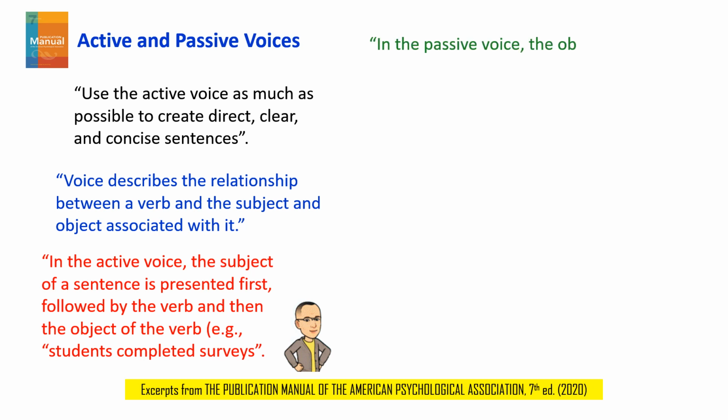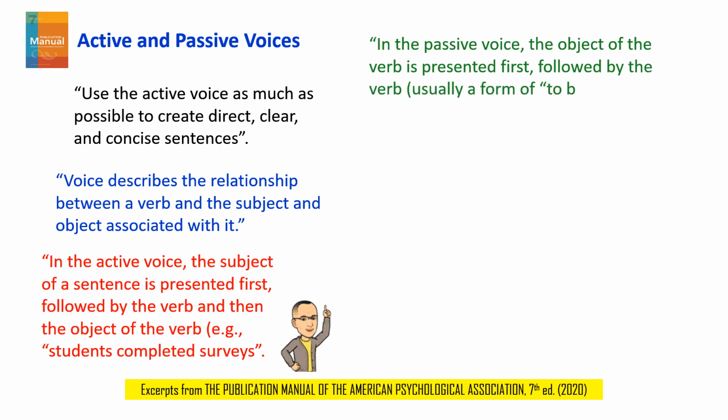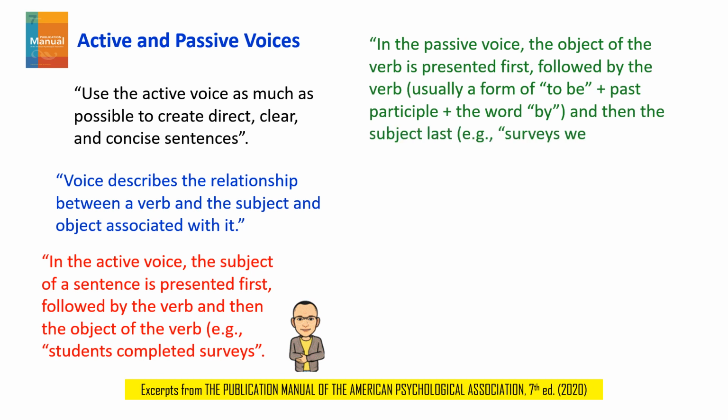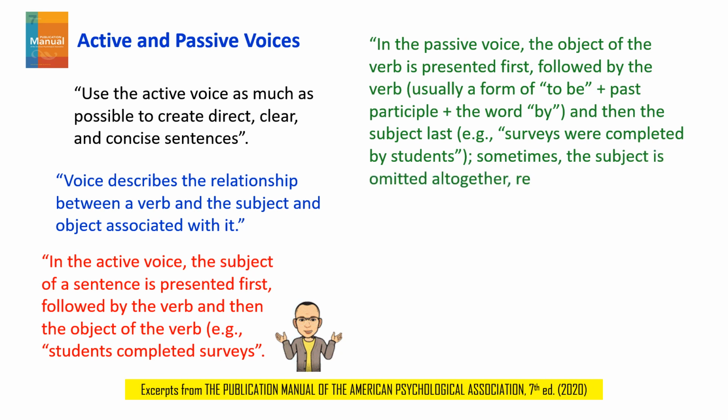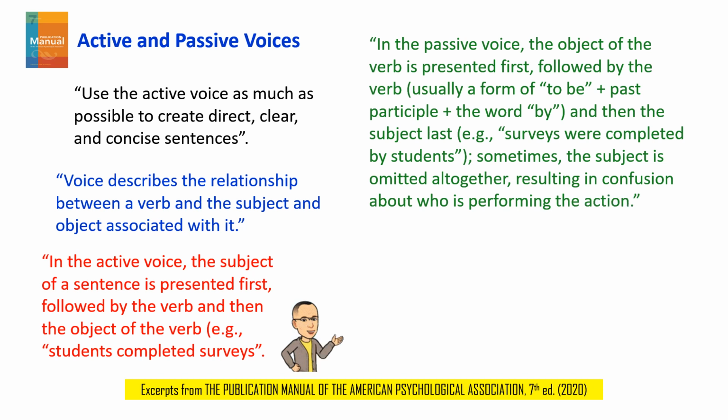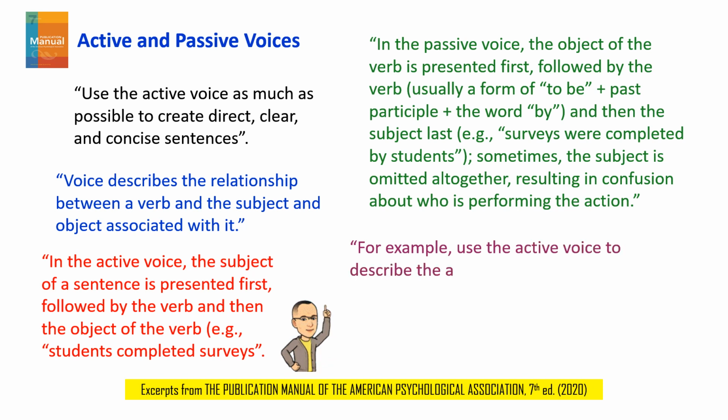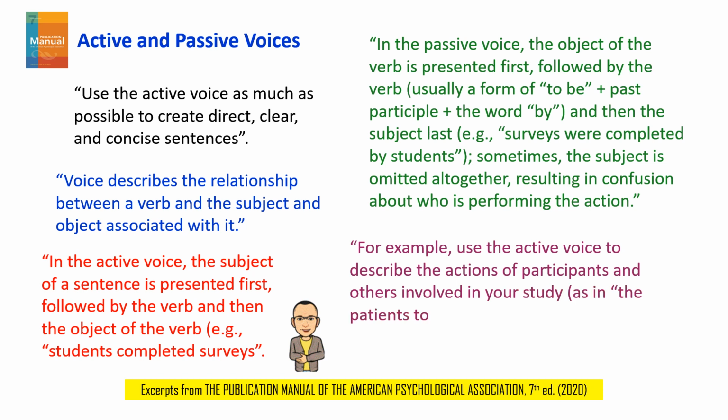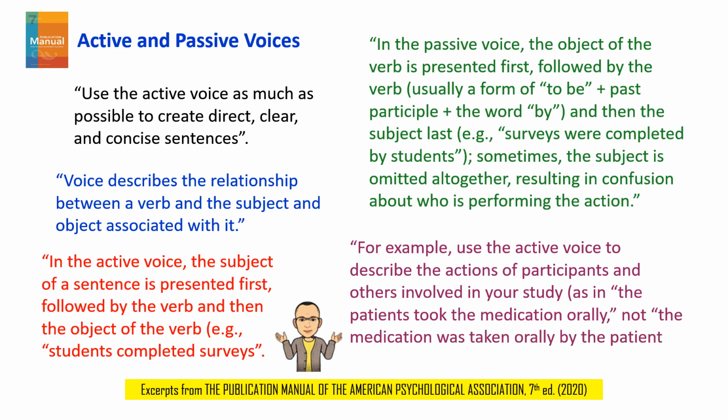In the passive voice, the object of the verb is presented first, followed by the verb, usually a form of to be plus past participle, plus the word by, and then the subject last, e.g., surveys were completed by students. Sometimes, the subject is omitted altogether, resulting in confusion about who is performing the action. For example, use the active voice to describe the actions of participants and others involved in your study, as in, the patients took the medication orally, not, the medication was taken orally by the patients.